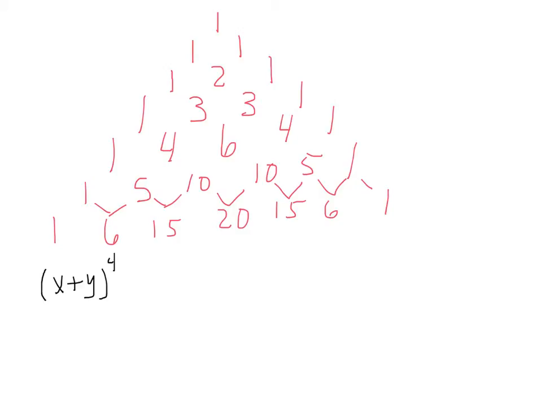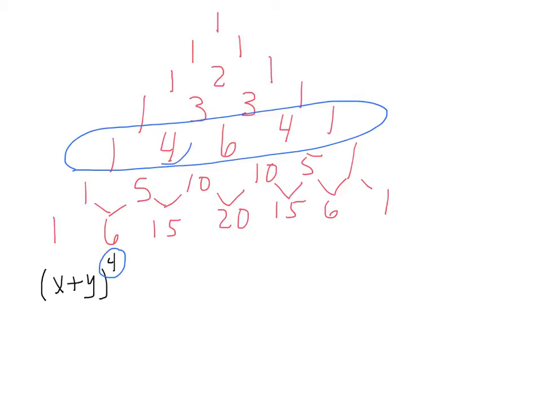Let's say I ask you to take x plus y to the 4th power. The first thing I need to do is identify the degree to which I am expanding this, and that is the 4th power. And then I'm going to go to Pascal's triangle here, and I'm going to find the 4 in the triangle, and that's this row right here. So I'm going to highlight this row right here. Okay, and again, it's because of the 4. I need to find the 4 in the triangle.